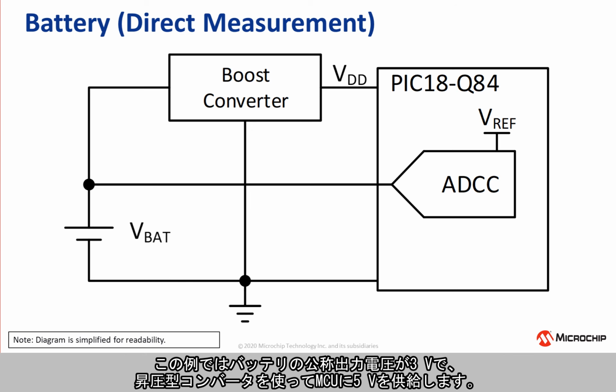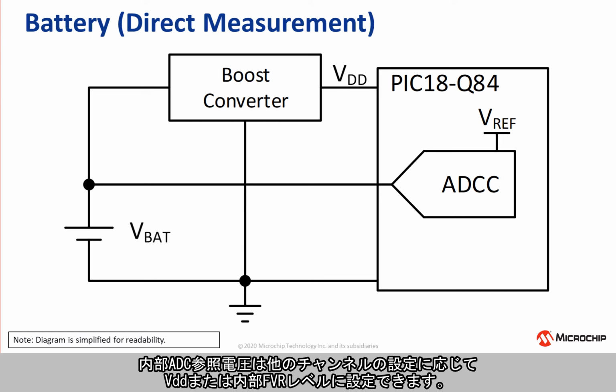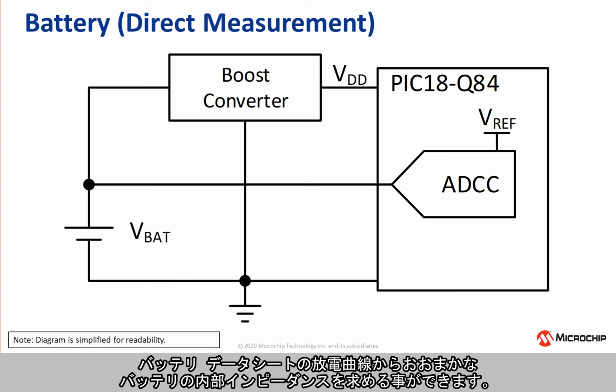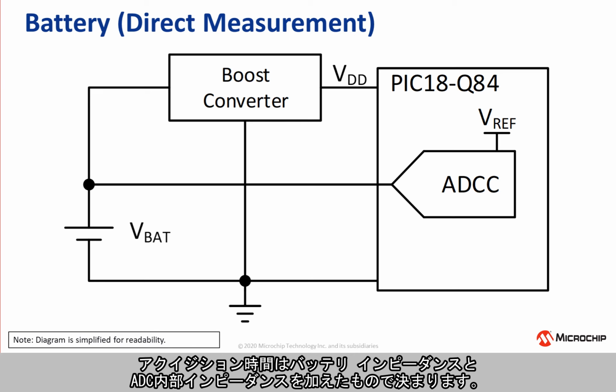In this case, a boost converter is used to supply the microcontroller with 5 volts while the battery is at a nominal 3 volt output. The internal ADC reference could be set to VDD or to the internal FVR level depending on the setup of the other channels. An approximation of the impedance inside the battery can be found from the discharge curve in the battery datasheet. The acquisition time will depend on the battery impedance plus the impedance of the ADC internally.